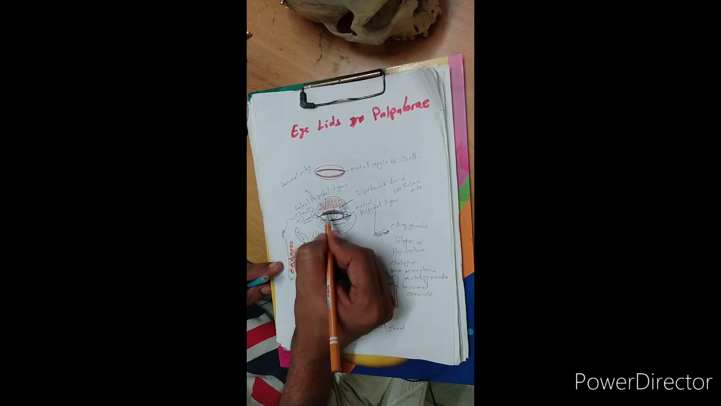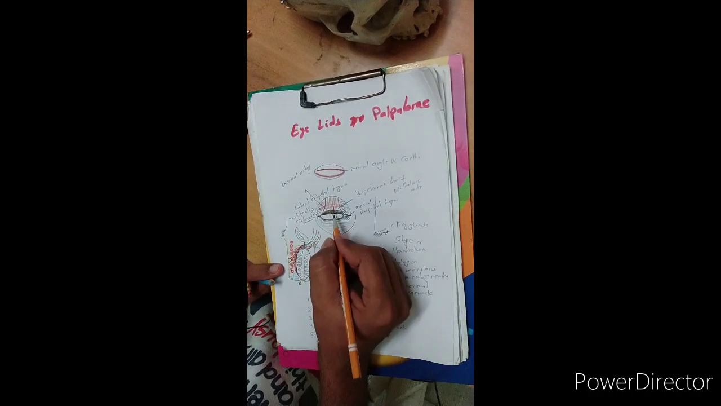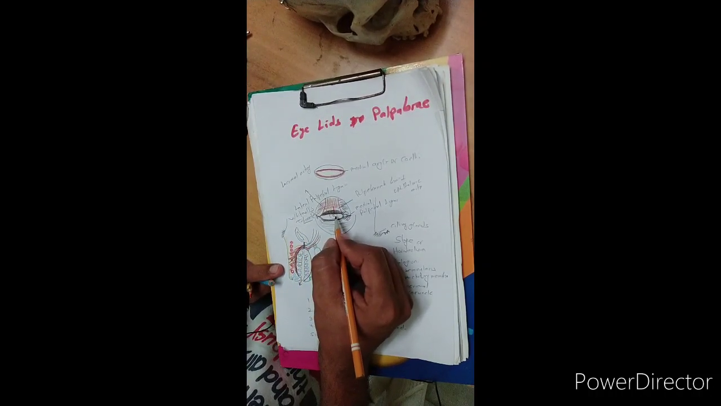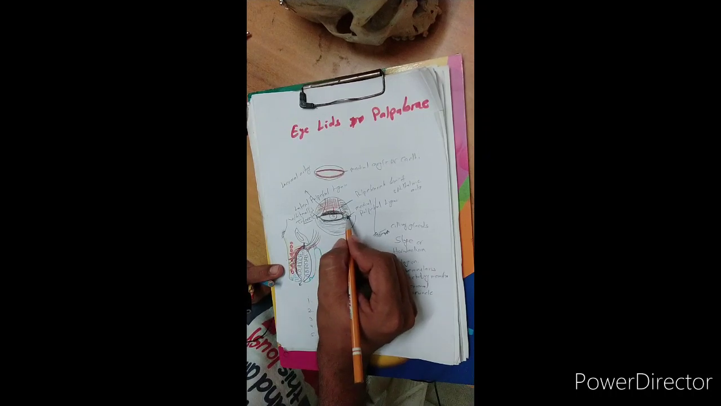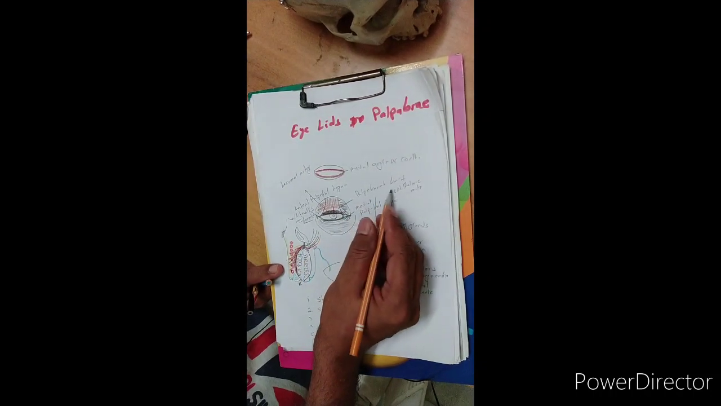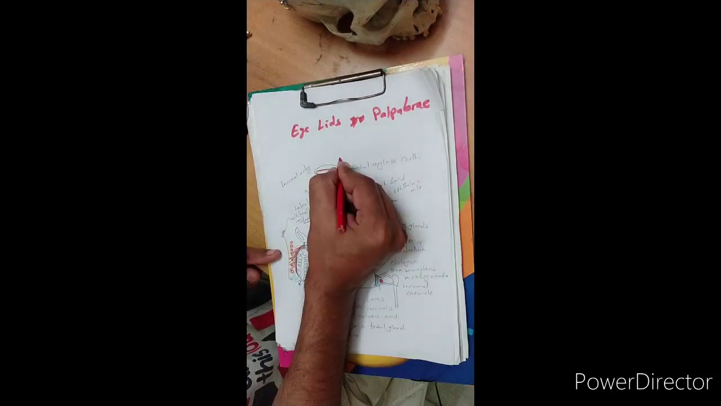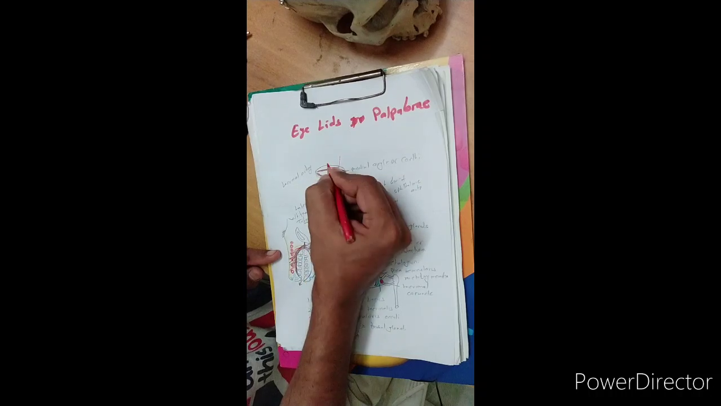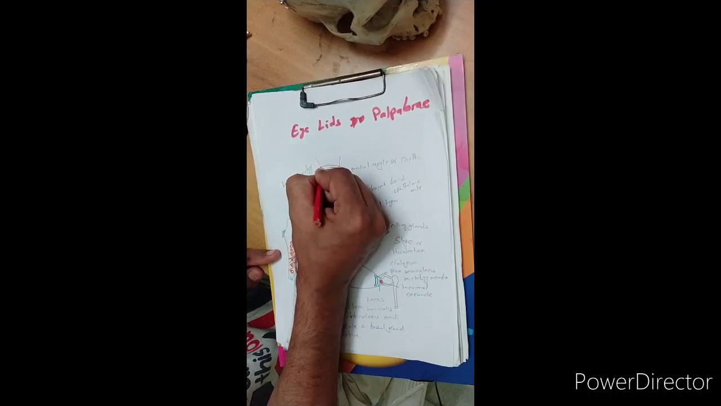Here, the lateral half is supplied by the palpebral branches of the lacrimal artery, while the medial side is supplied by the palpebral branch of the ophthalmic artery. Suppose this is the ophthalmic branch and this is the lacrimal branch.